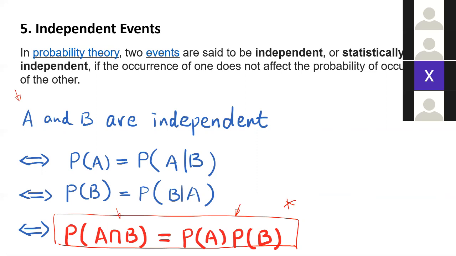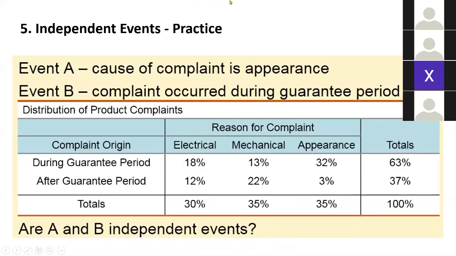Okay, let's see an example. Okay, we have seen this example in our previous slides, right? So all the conditions are the same with our previous example. And the question changes. Question is now, are event A and B independent events? Event A is cause of complaint is appearance, and event B is complaint occurred during the guarantee period. Okay, remember that if you want to decide if the two events are independent, you need to check if the probability of intersection of A and B equals probability of A times probability of B, right? Okay, so I'll leave you 5 minutes to think about this question.